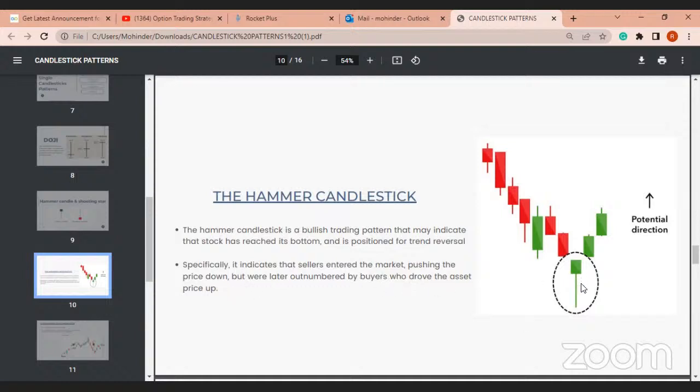So the sellers moved the market down, but they couldn't sustain. So the buyers came in and they drove that particular price range to a good position. So after coming down from here because of the sellers, the buyers got involved and it helped the candle to finish near the open range. So that is an indication that it might even go up. So that is the point behind this hammer candlestick.